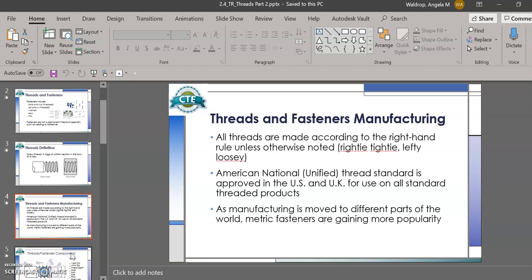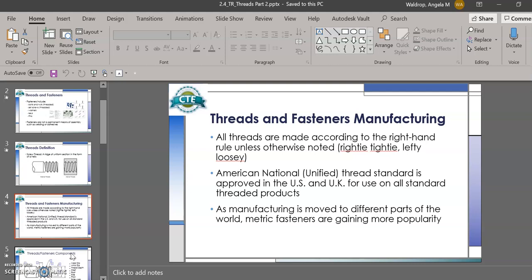Just about all threads are manufactured according to the right-hand rule. What this means is that when you're above the head of the screw looking down, if you turn it to the right, it tightens, and if you turn it to the left, it loosens. Hence the common phrase, righty-tighty, lefty-loosey. That's where it comes from.